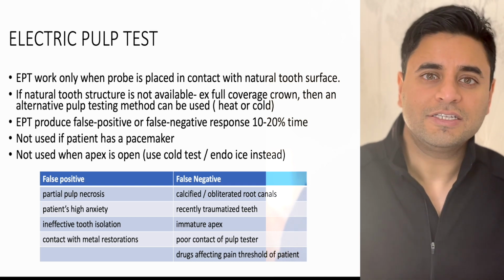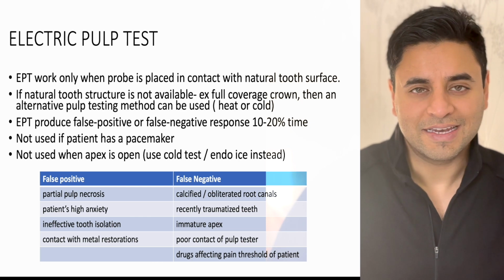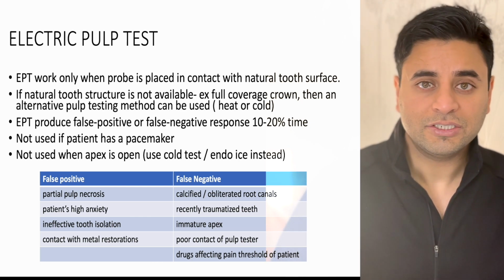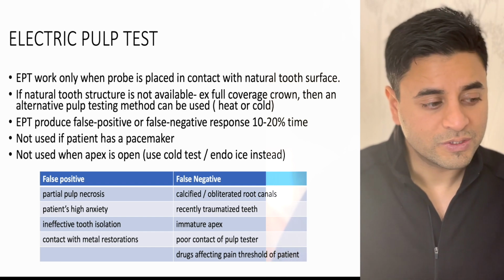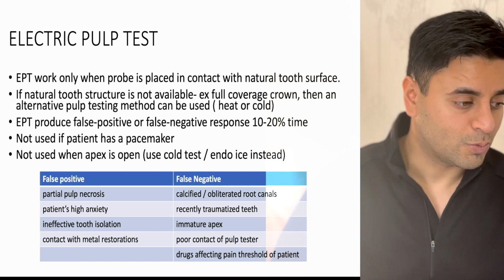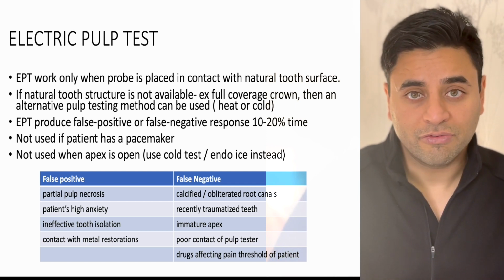But for a traumatized tooth, a recent trauma, EPT is not trustable. It can give you a false negative. Immature apex, as we discussed earlier. If the patient is a young patient and the apex is not closed, then we do not use EPT. Poor contact of the pulp tester: if you did not make contact, you may get a negative response. Drugs affecting the patient's pain threshold can also affect EPT.